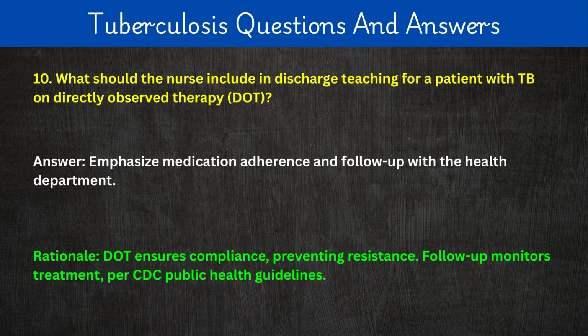10. What should the nurse include in discharge teaching for a patient with TB on directly observed therapy, DOT? Answer. Emphasize medication adherence and follow up with a health department. Rationale. DOT ensures compliance, preventing resistance. Follow-up monitors treatment, per CDC public health guidelines.